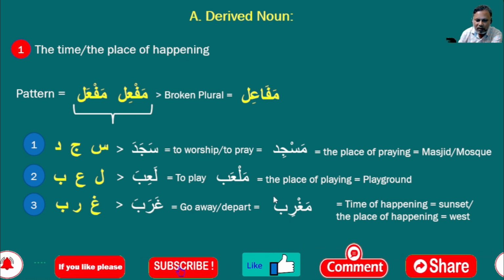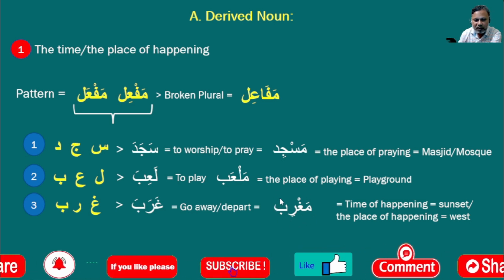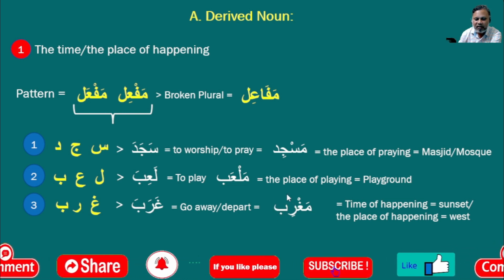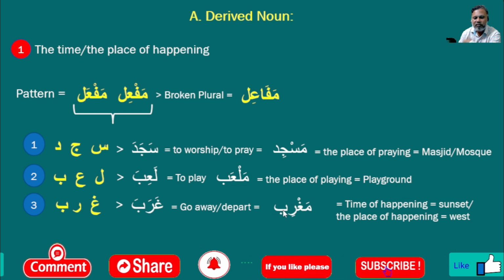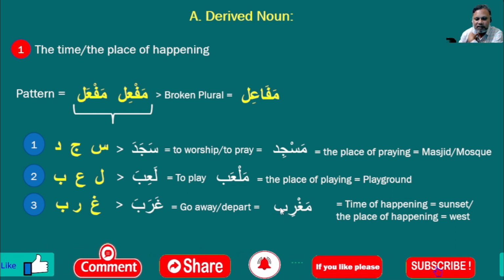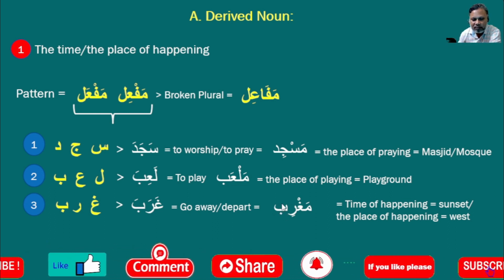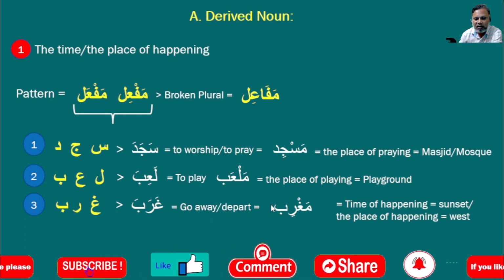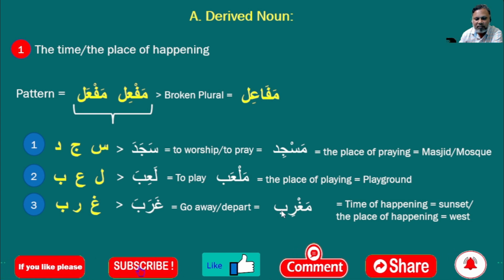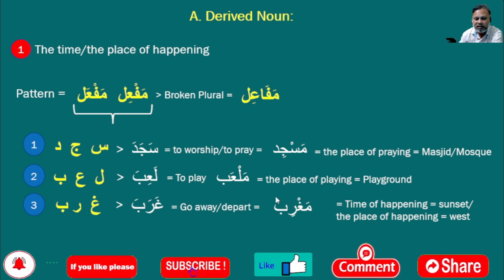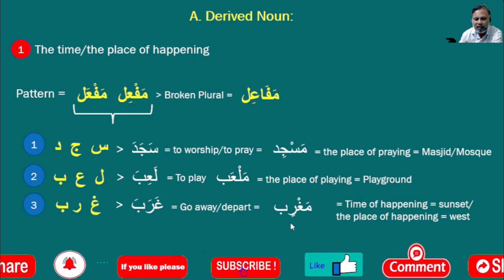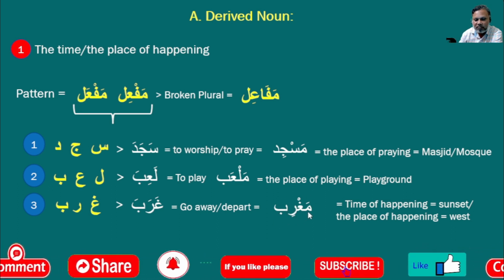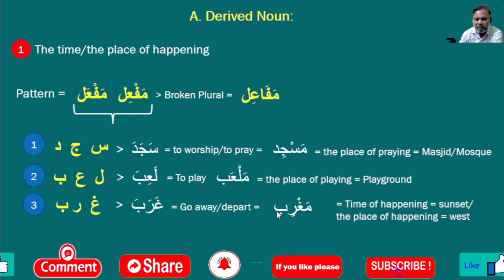Any noun or adjective, by default the last letter contains double dhamma, whether it is written or not written. Every noun and adjective should have double dhamma on the last letter, so it doesn't need to be written. You can pronounce double dhamma for every noun by default, unless there is another particle used before it. So it is maghrib or maghribun.